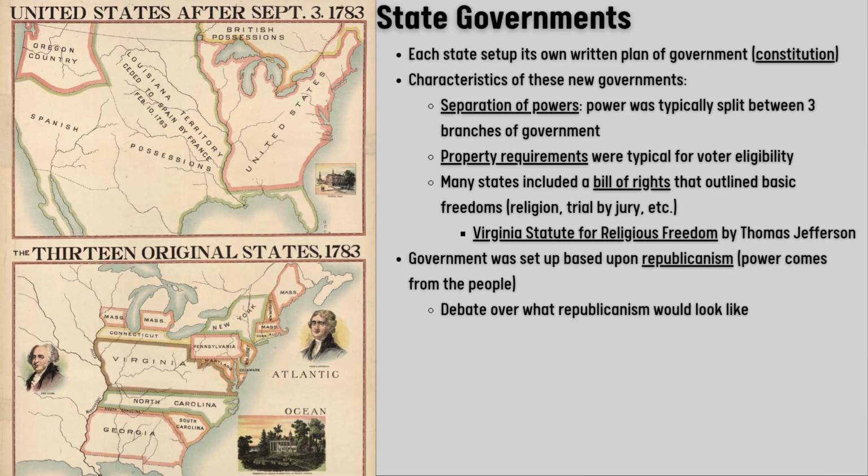The government framework was rooted in republicanism, meaning that the power came from the people. However, there was a vibrant debate over what form republicanism should take. As we move forward, we'll see how these state level ideas influence the Articles of Confederation, the first national government.